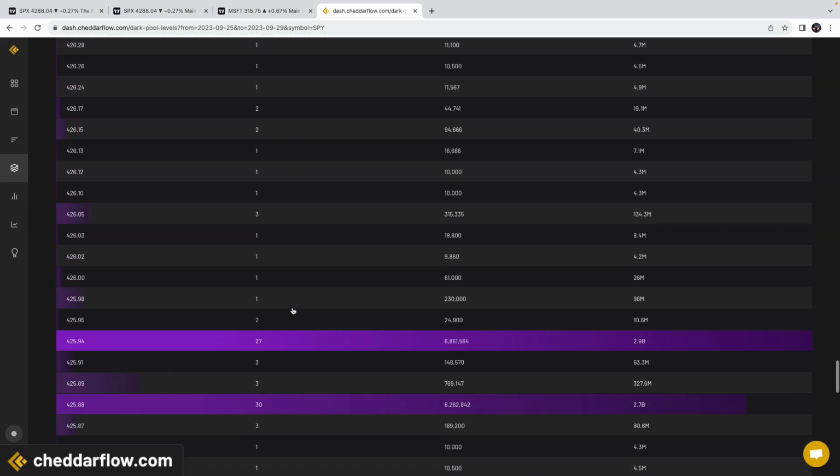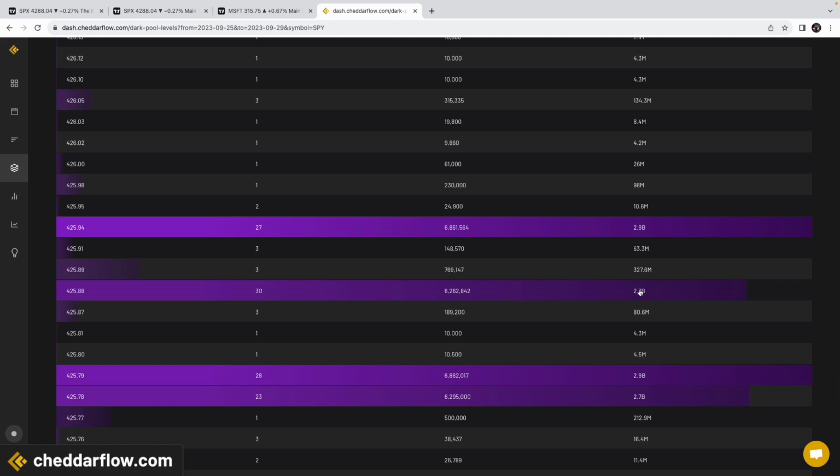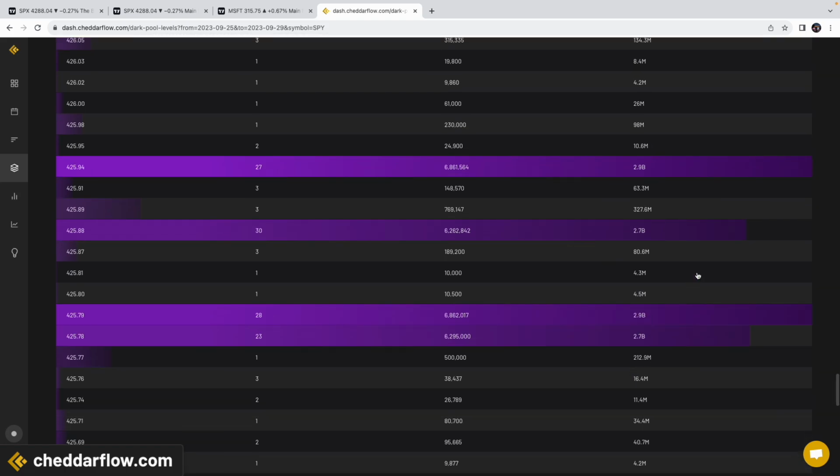And as I scroll down further, you can see the real meat of the dark pool prints was around the 425 level. You can see here 2.9 billion at 425.94, 2.7 billion, 2.9 billion again, and 2.7 billion. This is a ton of premium in a very tight range, just between 425.78 and 425.94, less than a 20-point spread, and you have a ton of premium behind it. I'm very confident that this is a lot of buying.